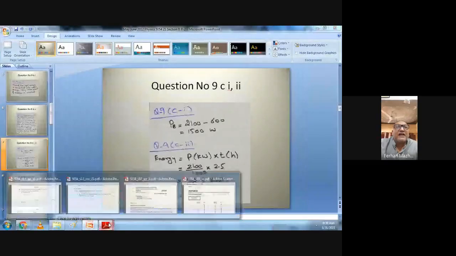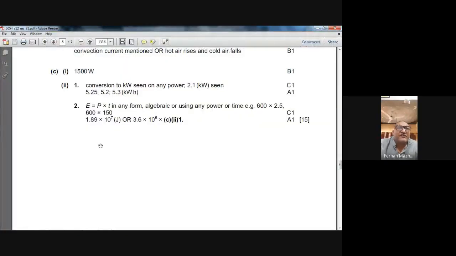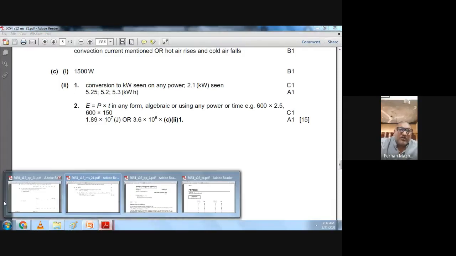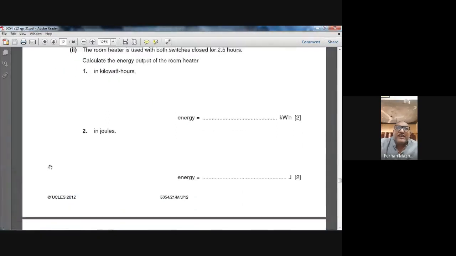Okay, let's check the marking scheme. The marking scheme says 5.25 kilowatt hour is the right answer. You can see here. Okay, so we are done with this part. Let's move to the next part.